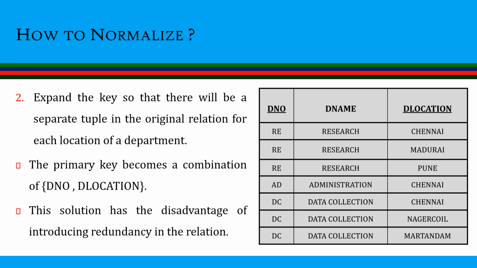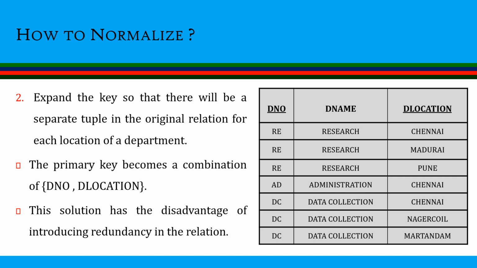Another method: we can expand the key so that there will be a separate tuple in the original relation for each location of a department. So we are going to have separate rows representing each value. For the department number RE, we'll have the locations Chennai, Madurai, Pune, right? So we represent each location in a separate tuple. The first three represent the department locations of department number RE. So the primary key becomes a combination of D number, D location.